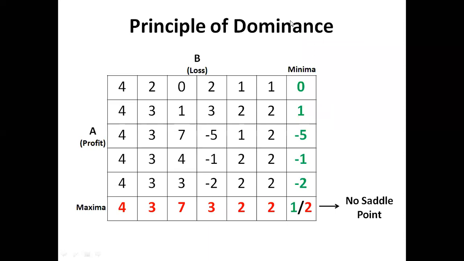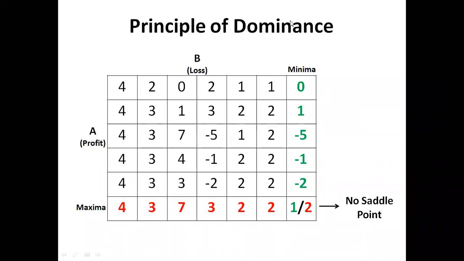Principle of dominance: if you try to revise or recall game theory, we have seen that we are able to determine the saddle point. Am I correct? If you see the screen, the column in green is the minimum value in each row, and the row in red is the maximum value in each column. So we have determined the row minima and column maxima. When you have both equal, then you say that there is a saddle point.